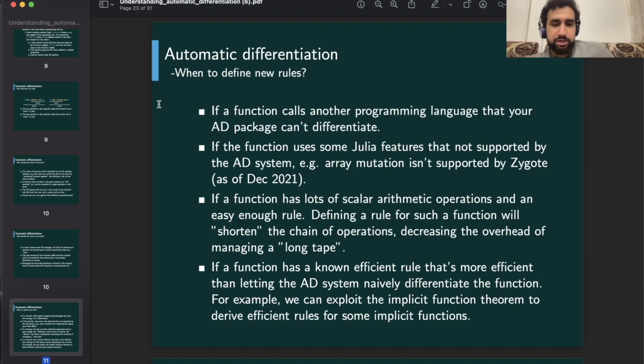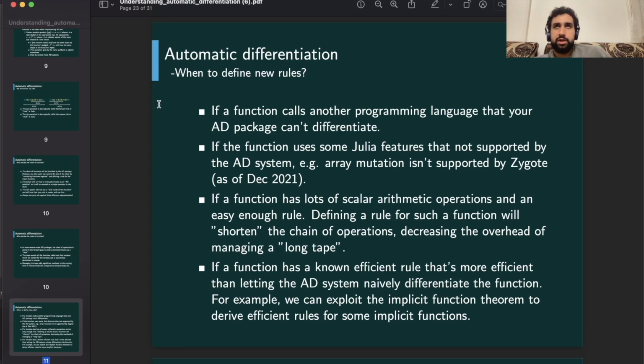So when do you actually need to define a new rule, right? That's probably the big question here. There are a few scenarios in which you would need to define a rule for your function. I already mentioned a few of them, but let's just go through all the ones on the slide. One common case in which you would need to define a new rule is if your function calls another programming language.